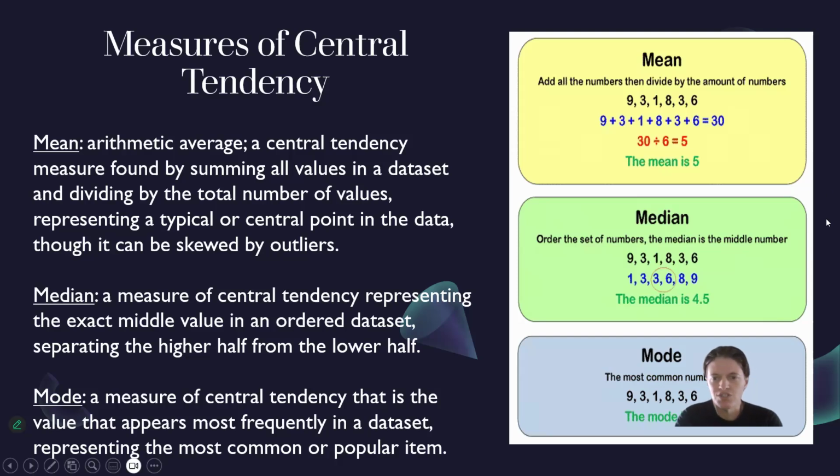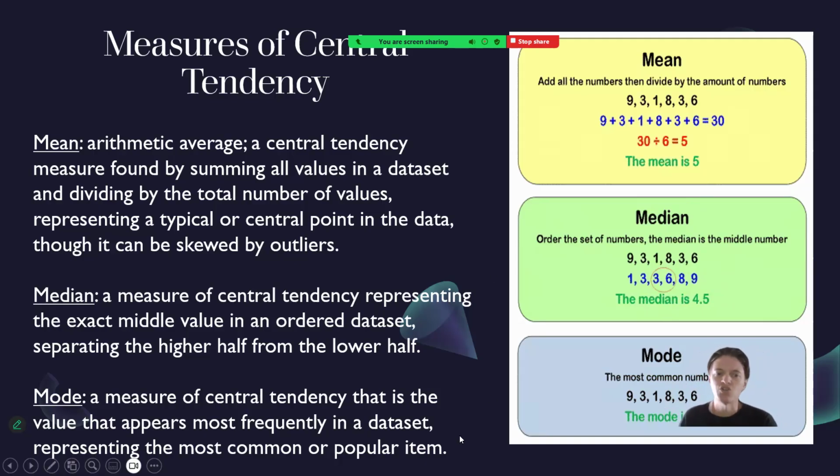The median, which is the second box right here, is a measure of central tendency that represents the exact middle value in an ordered data set, separating the higher half from the lower half. So if we have this raw data, we have to arrange it numerically, right, in ascending order. And then we look for the middle point right here, right? And the median here is 4.5, right? So the exact middle of the data would be 4.5. Notice it's different from the mean, right? We get different levels here, different measures.